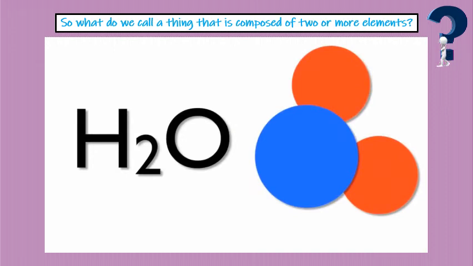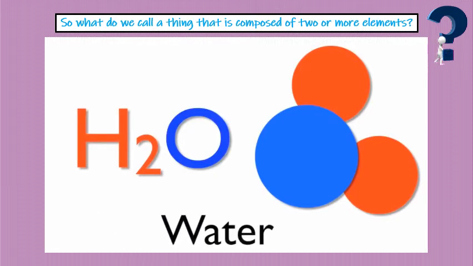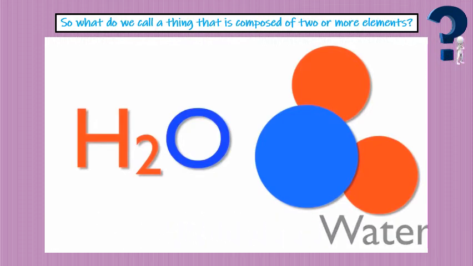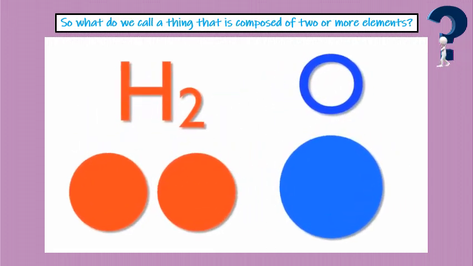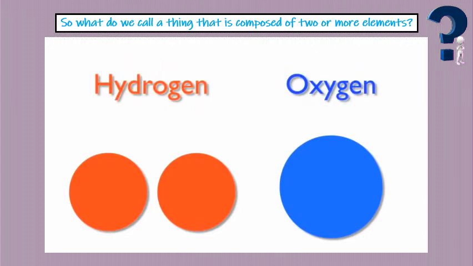This is a chemical compound known as H2O. H2O is better known to us as water. Water contains two hydrogen atoms and one oxygen atom that have been chemically combined.